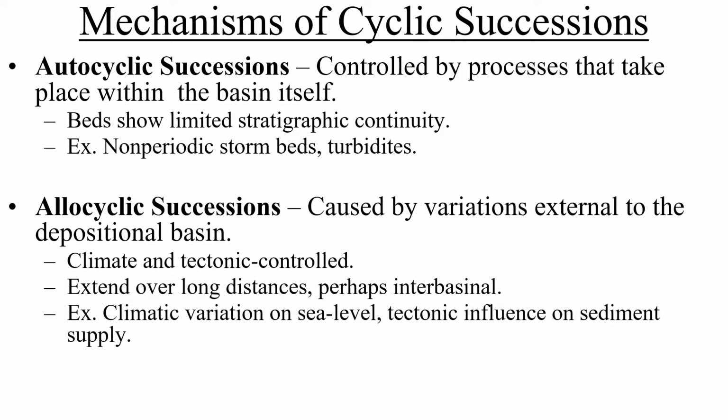This would be something like variation of climate that is showing a sea level change. So large-scale global glaciations, the kind of glacial, interglacial cycles we saw during the Pleistocene, but even the Ordovician would be an example of this, or any type of tectonic influence on sediment supply. So the uplift of the Appalachian Mountains in the Paleozoic era, for example, affected numerous basins. It affected climate and definitely affected sediment supply. That's going to be more of an allocyclic succession.